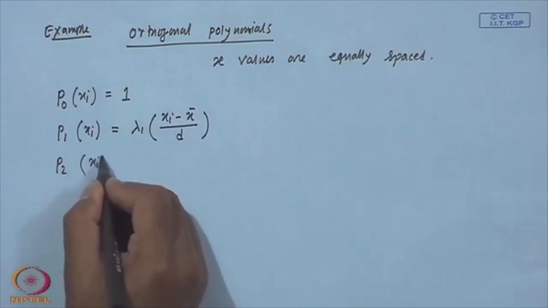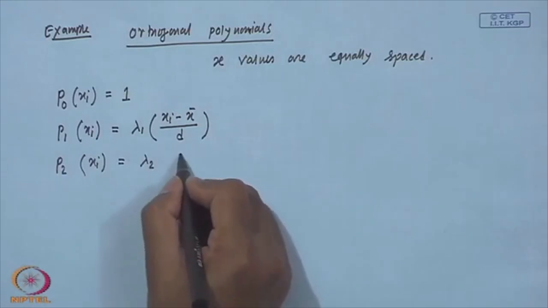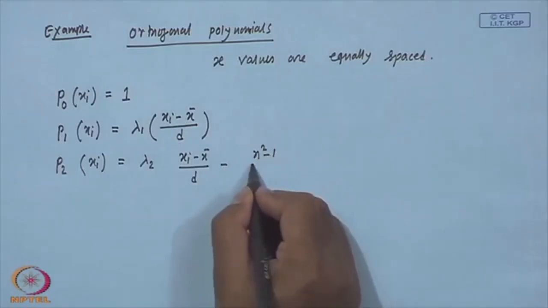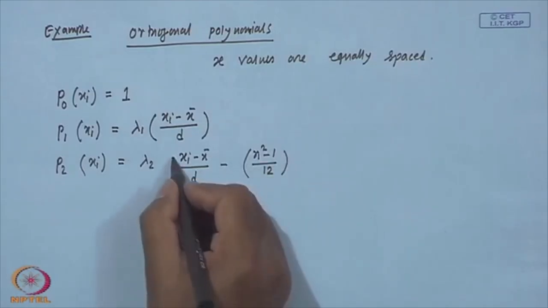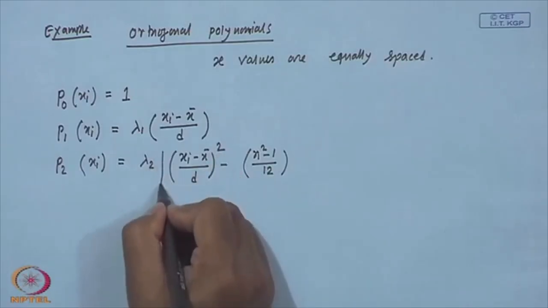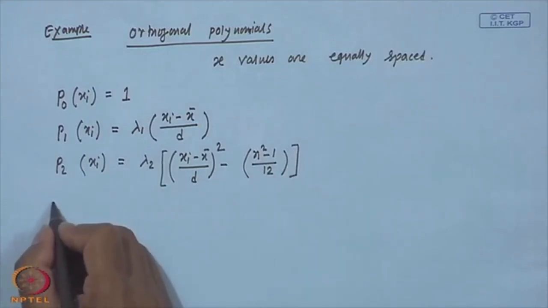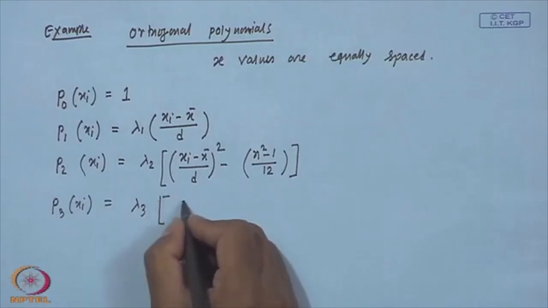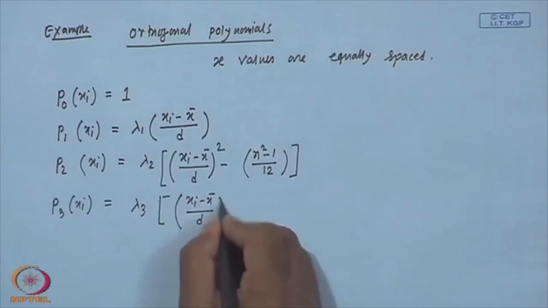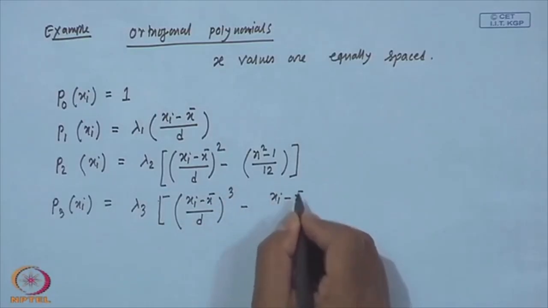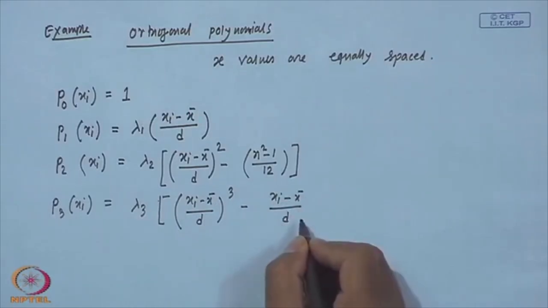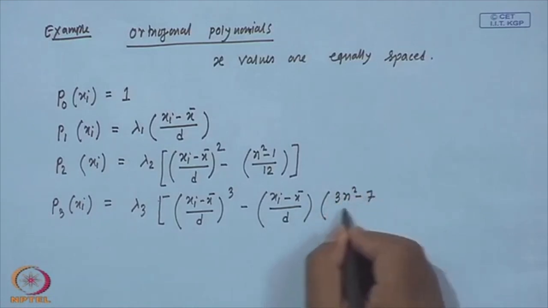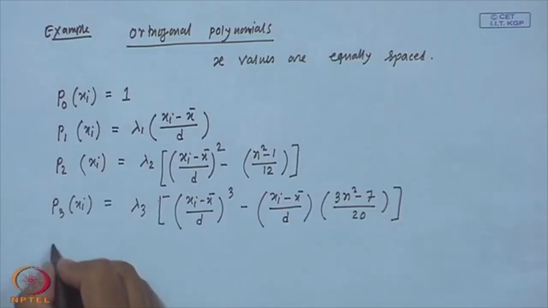P 2 x I is equal to lambda 2 [(x I minus x bar by d) squared minus (n square minus 1) by 12]. This is of order 2. So, this is the second order orthogonal polynomial, and then p 3 x I is equal to lambda 3 [(x I minus x bar by d) to the power of 3 minus (x I minus x bar by d) into (3 n square minus 7) by 20]. And let me write one more.